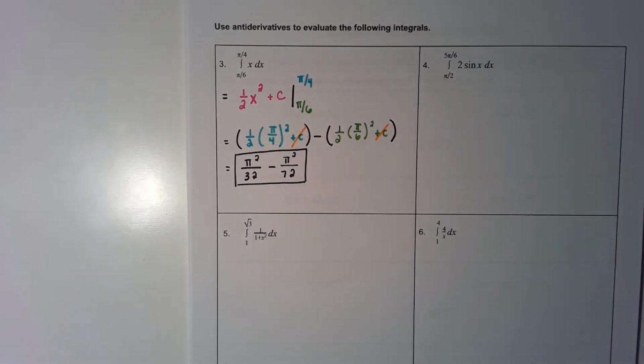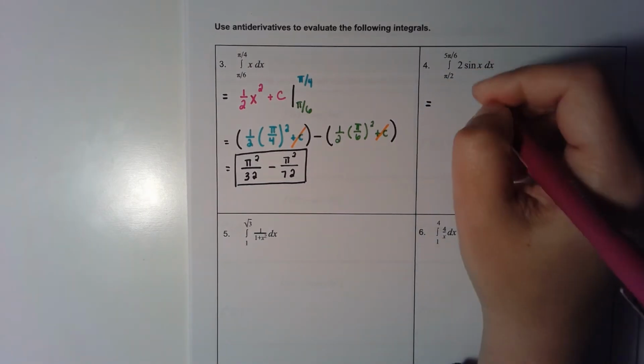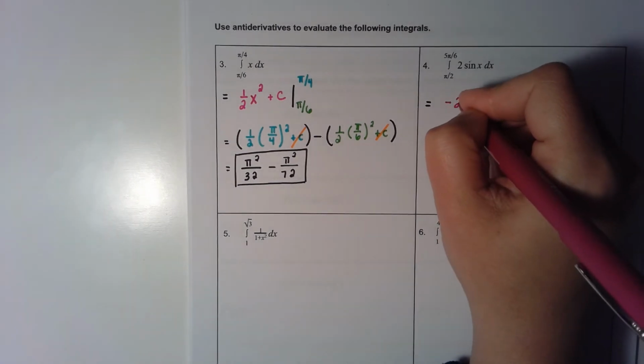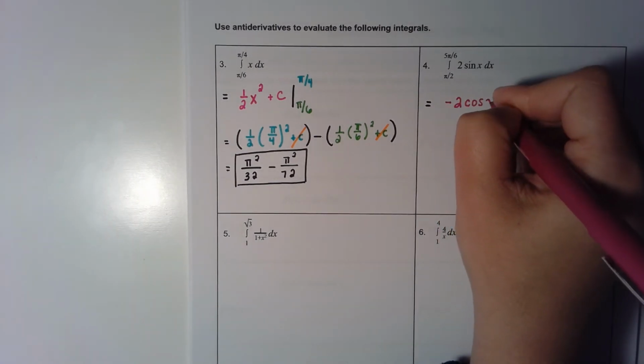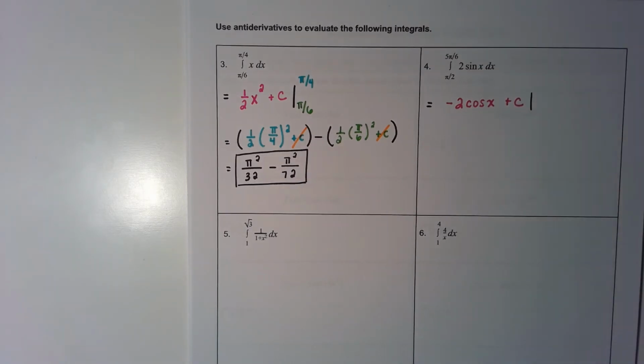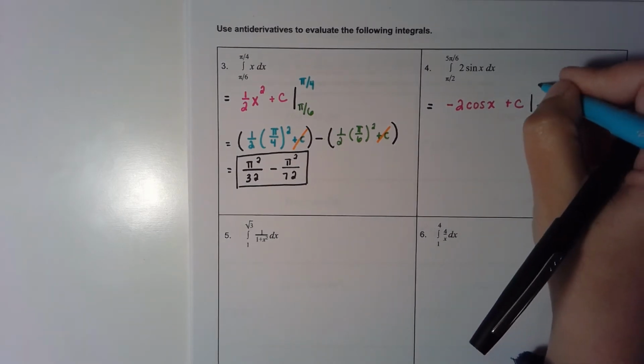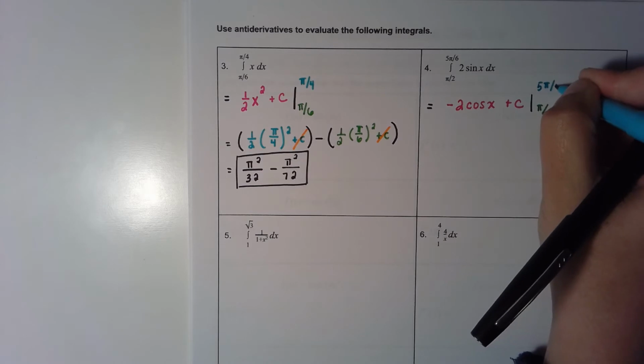Okay. Next, the integral from pi over 2 to 5 pi over 6 of 2 sine of x. So step number 1 here is going to be to find the antiderivative. So the antiderivative of 2 sine of x would be negative 2 cosine of x. The reason that this is negative is because the derivative of cosine would normally be negative sine, so you need to make the antiderivative negative. And we're going to evaluate that between pi over 2, which is my lower bound, and 5 pi over 6, which is my upper bound.